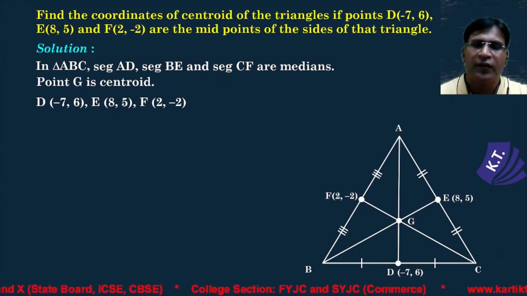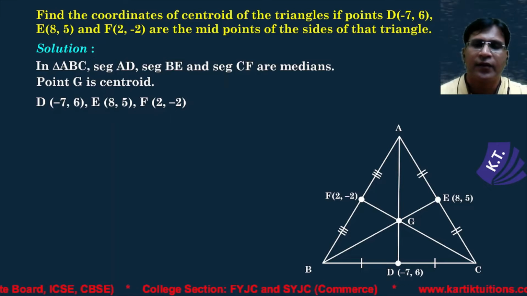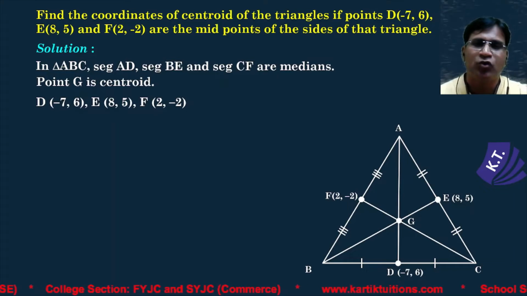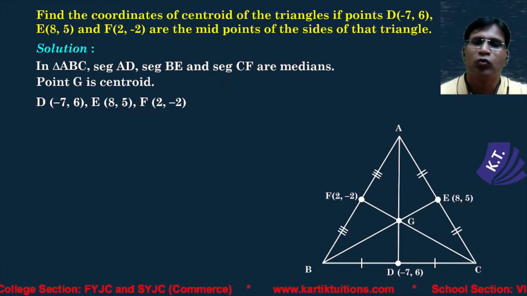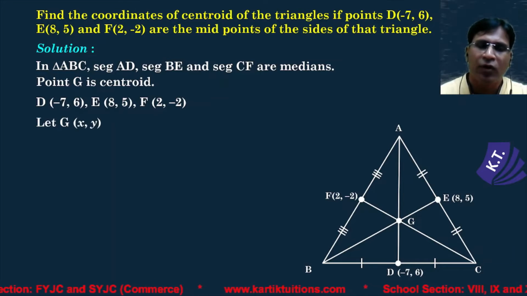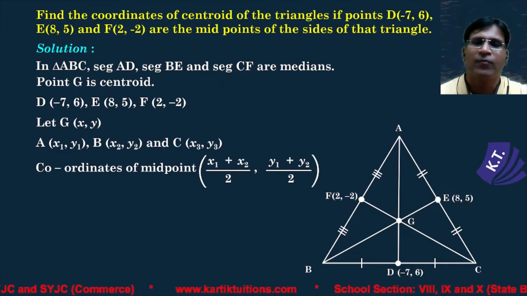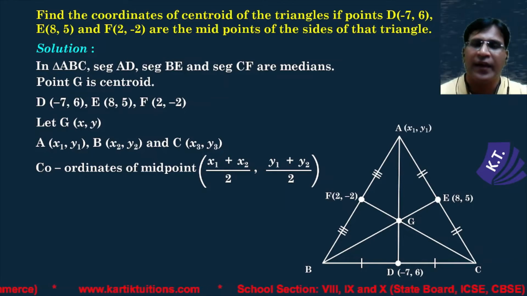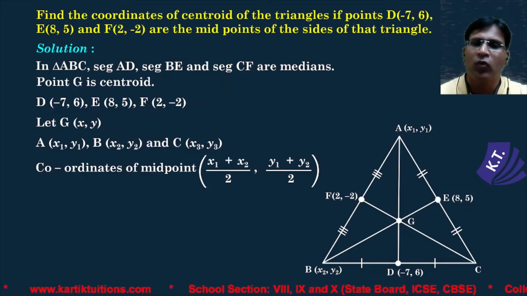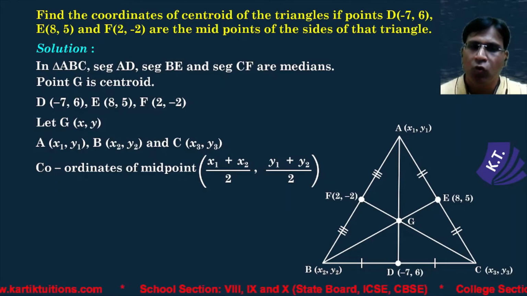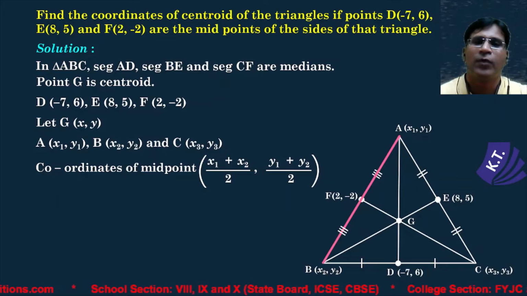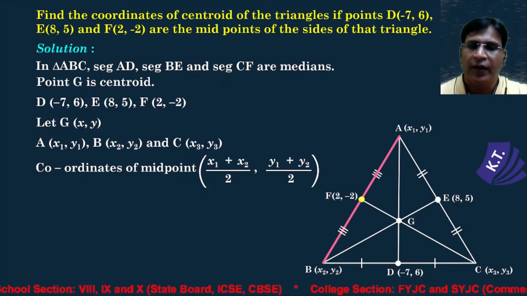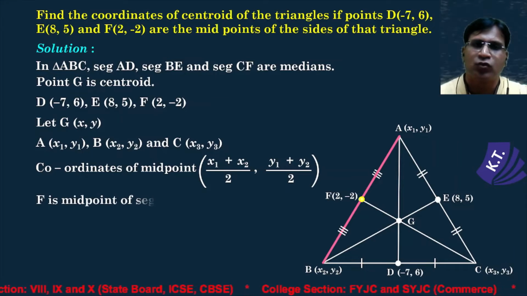Now you have not studied a formula which will give you the answer directly, so you need your presence of mind. In the beginning I told you what a median is: a segment joining the midpoint of a side to the opposite vertex. So if you observe carefully, F is the midpoint of AB. So let's take the coordinates of A as x1, y1, B as x2, y2 and C as x3, y3. Sir, what did I say? F is the midpoint of AB. So in other words, the x coordinate of F is (x1 plus x2) upon 2.